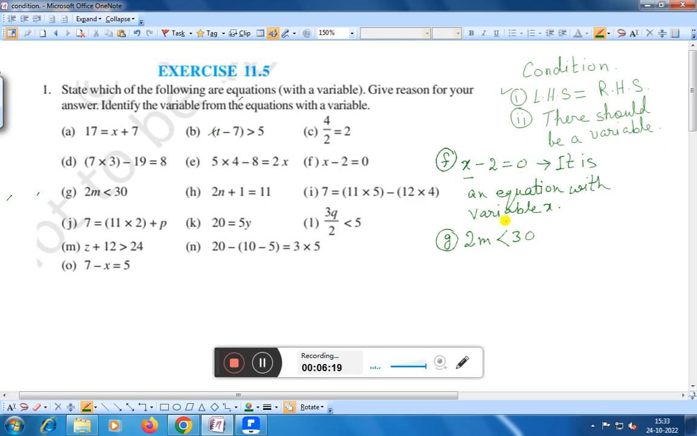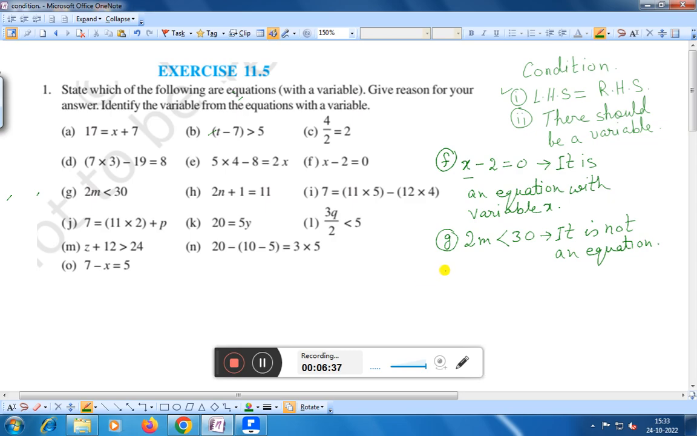Since there is no equal sign, left hand side is not equal to right hand side, therefore it is not an equation. Not an equation.